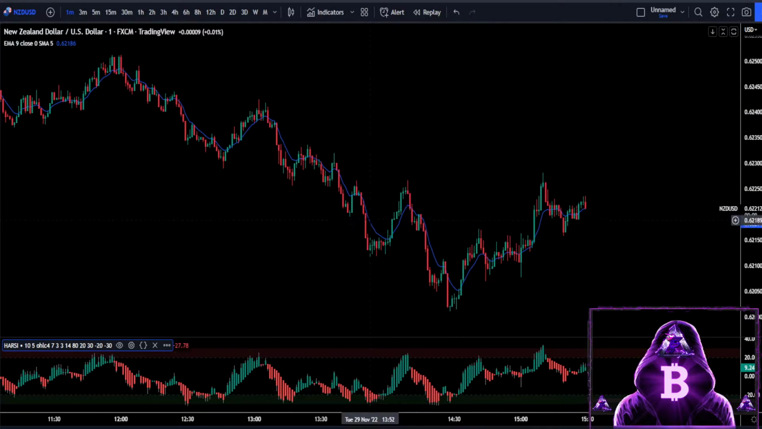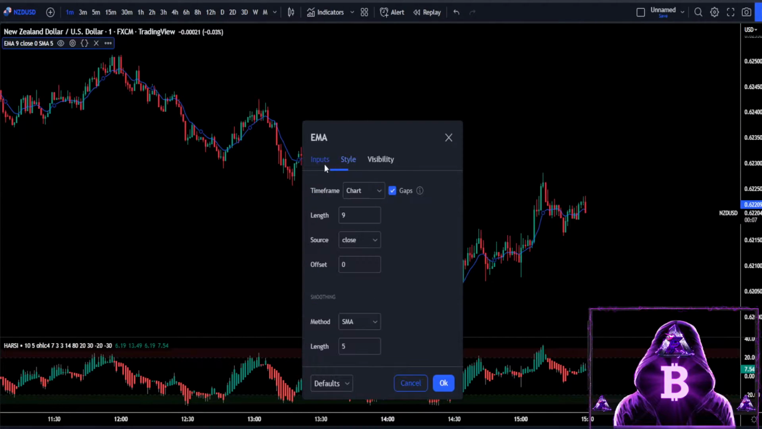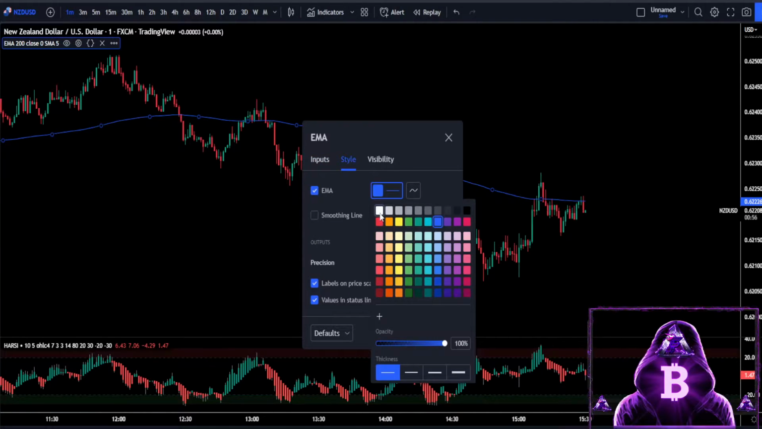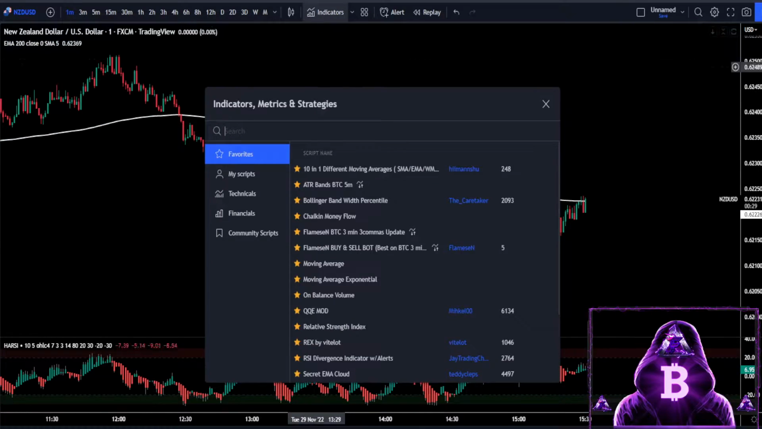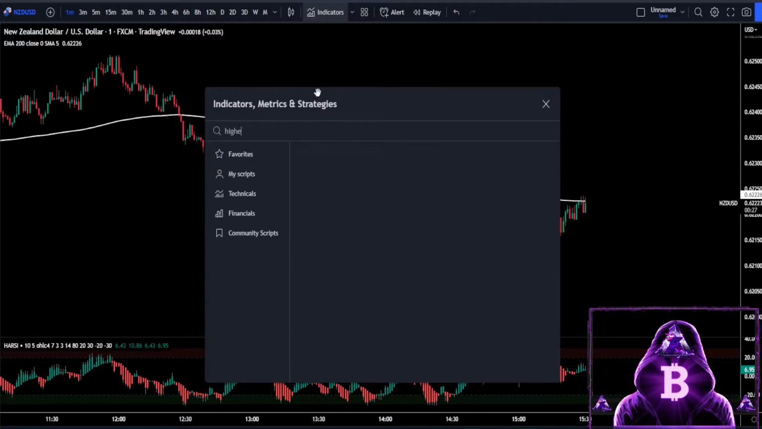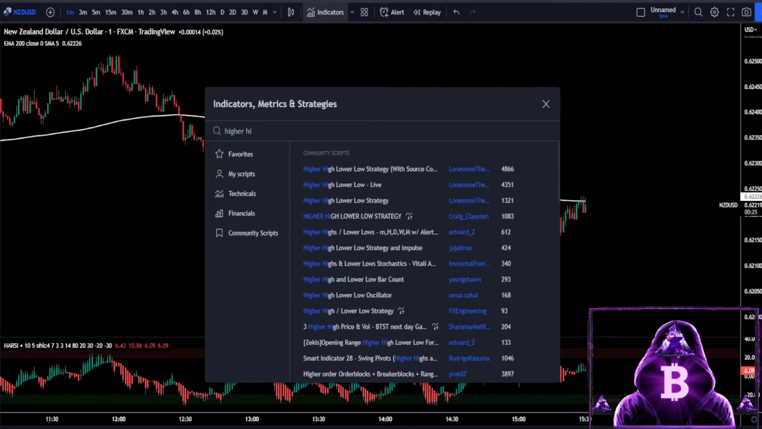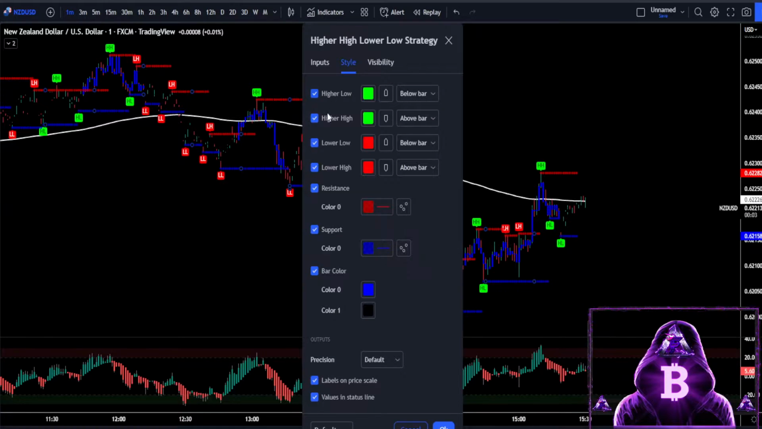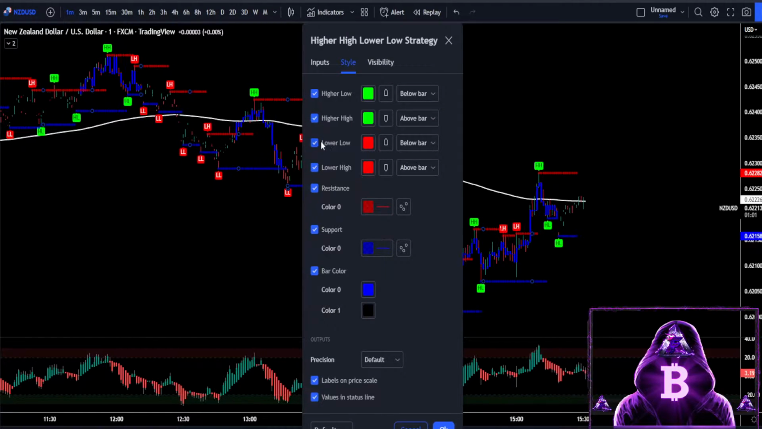For our second indicator, we're going to need to add an exponential moving average. We're also going to need to come across to the input section of it and change the length from 9 to 200. We're then going to come across to our style section and change it from blue to white and also make it a little thicker. And for our third indicator, let's add higher high, higher low strategy, which is this one here. Then in the style section, we're going to be unchecking everything but higher high and lower low.